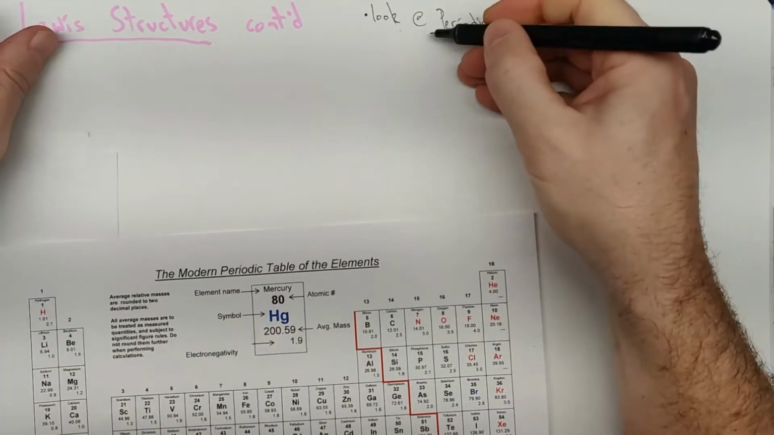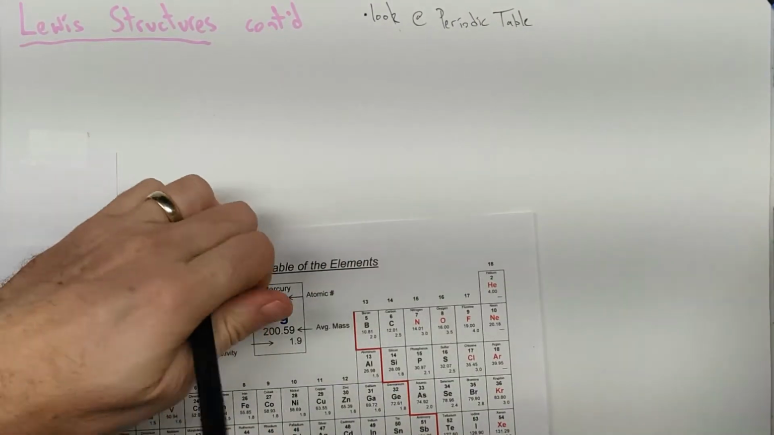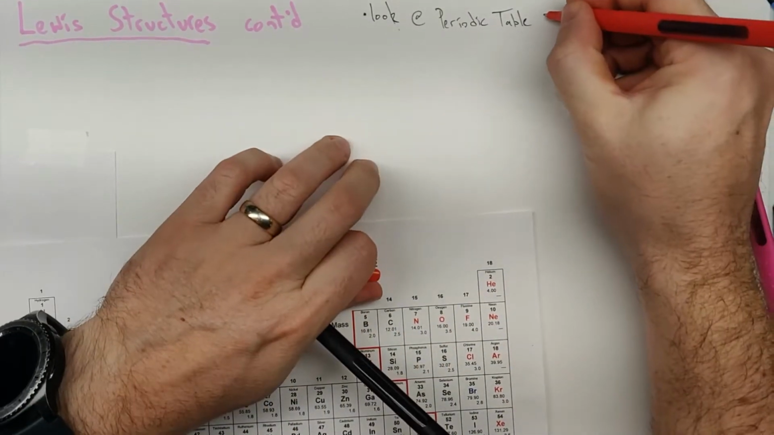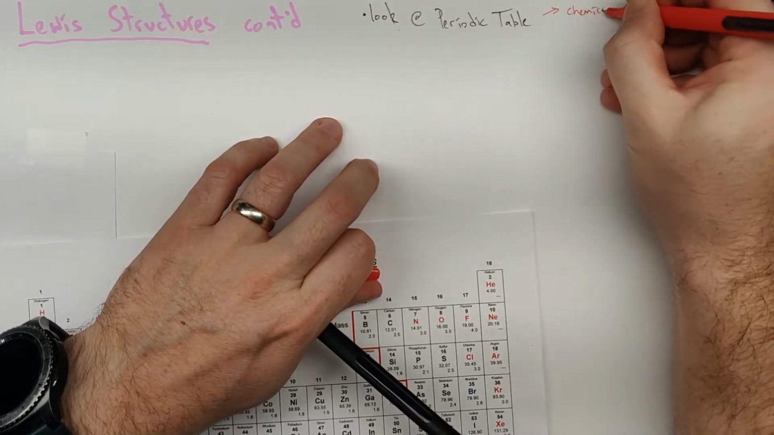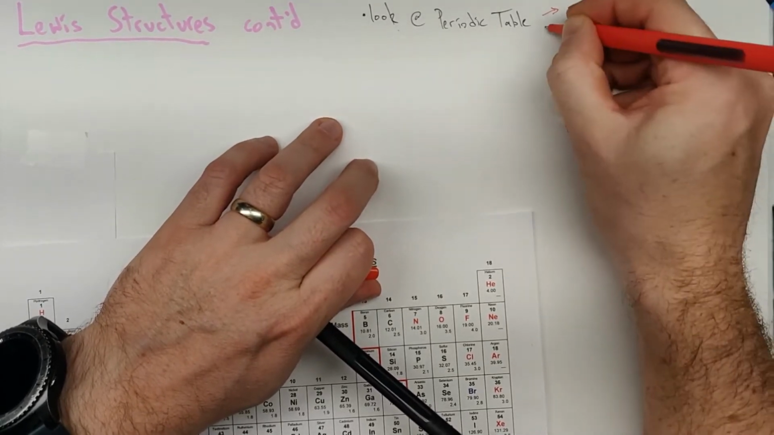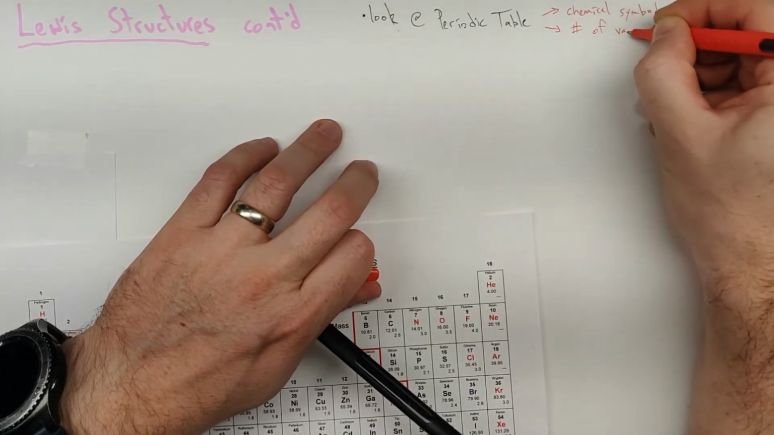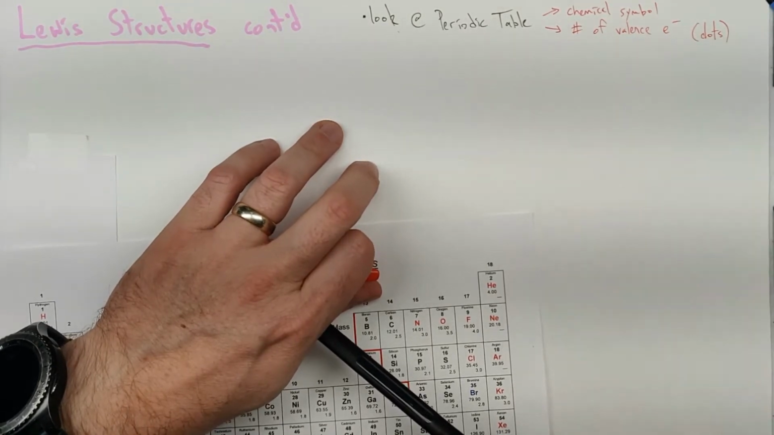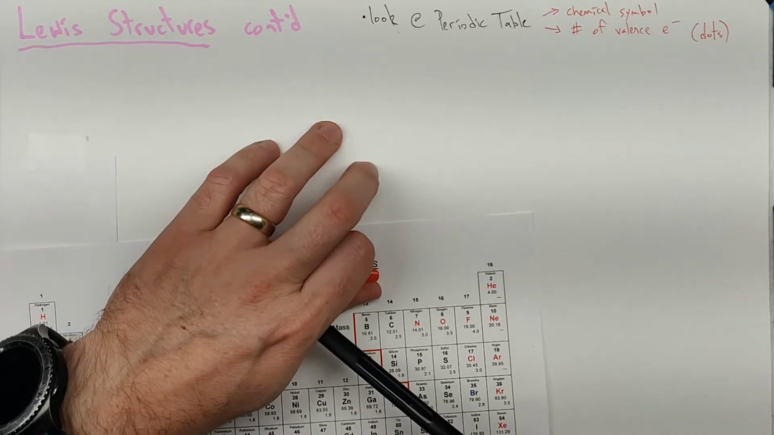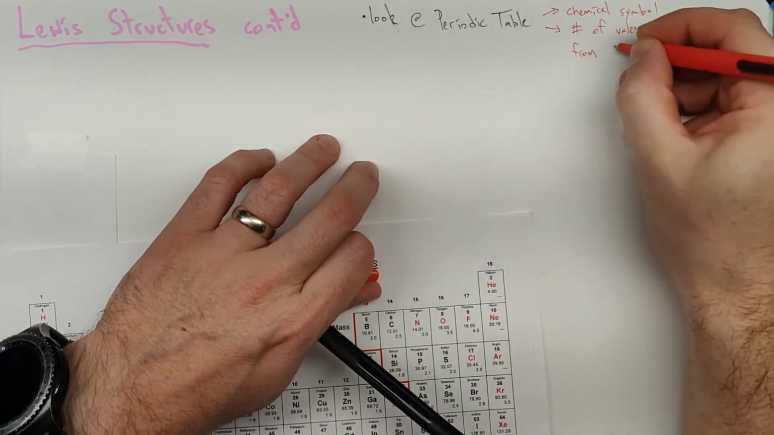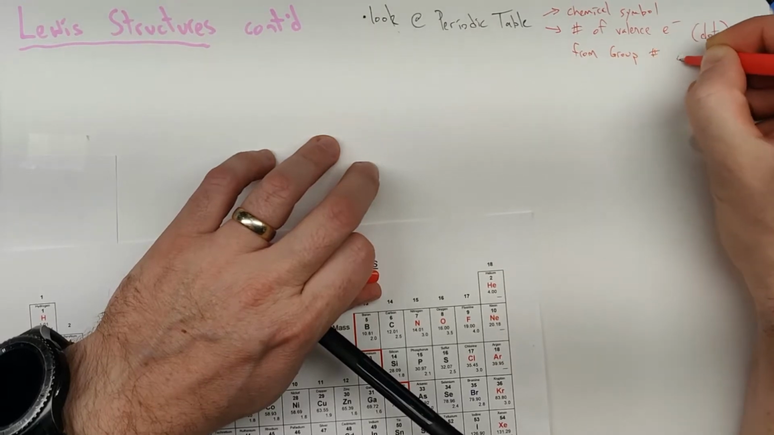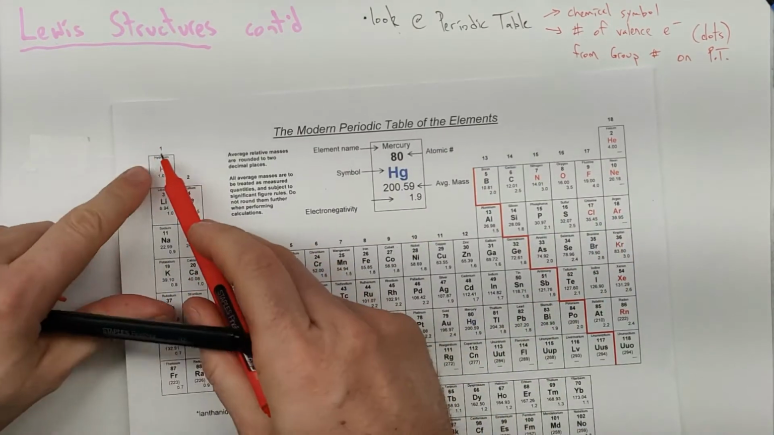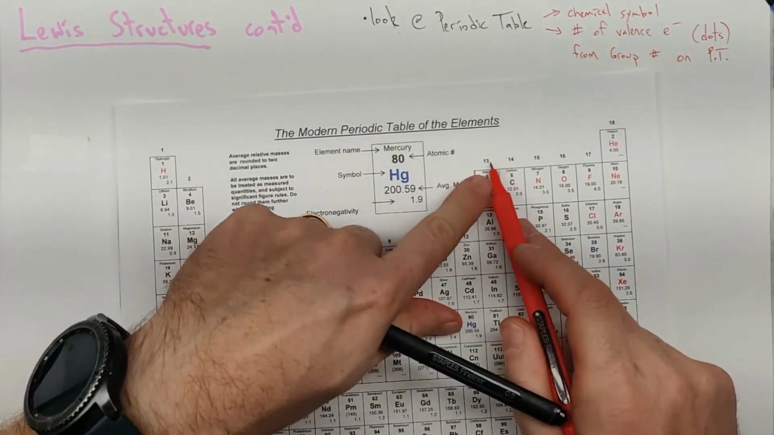All right. So looking at the periodic table, what's our goal? We need to get the chemical symbol, and we're going to get the number of valence electrons. If those words scare you, that's going to be our number of dots eventually, and we're getting those based on the group number on the periodic table, and those are up here. Group 1, 1 valence electron, 2, 2, 13, 3, etc.